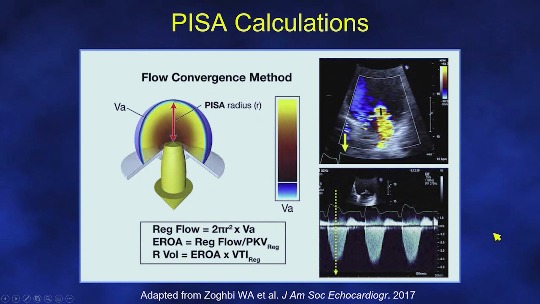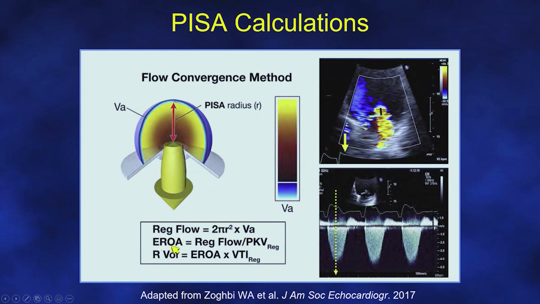This is from Dr. Zogby's guidelines once again, showing very nicely how you shift the baseline towards the mitral regurgitation. That will cause blooming of a hemisphere, which we can then measure. And if we know that radius of that hemisphere we just measured, and we know the aliasing velocity that we have set, we can then calculate regurgitant flow, 2 pi r squared times v.